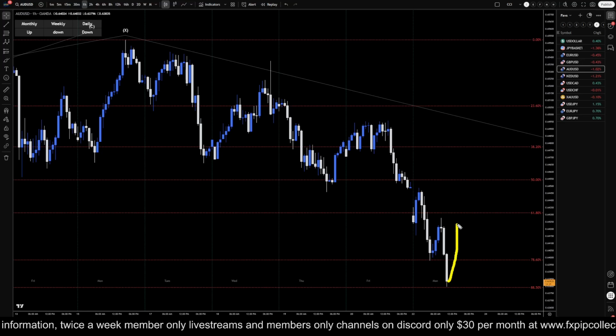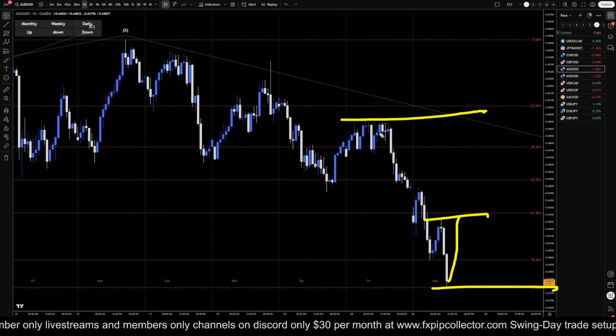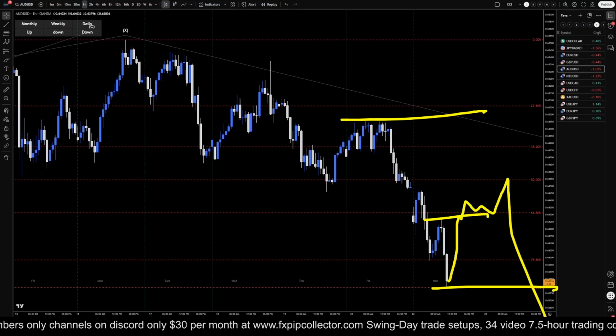So let's say that price does turn up and break structure. The first thing I would do is throw my Fibonacci retracement on the whole move down from here to here, and then I would be looking for a three-way pullback to go short.